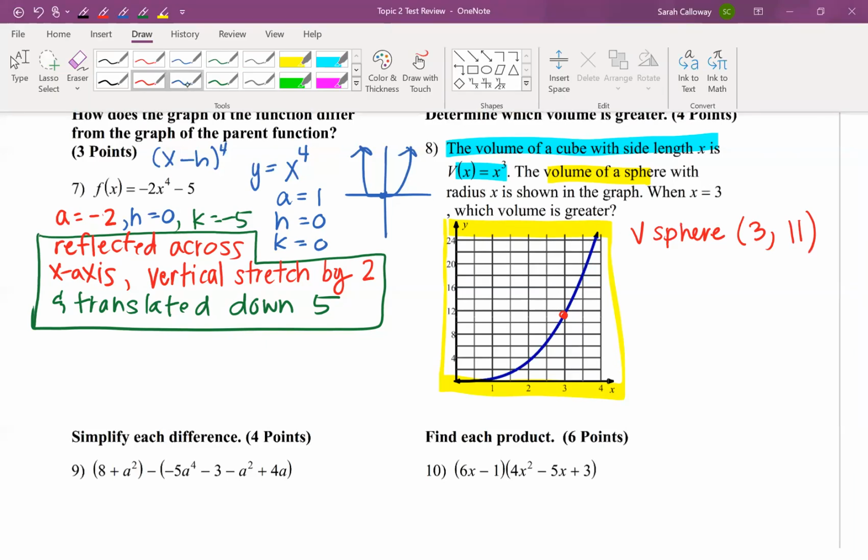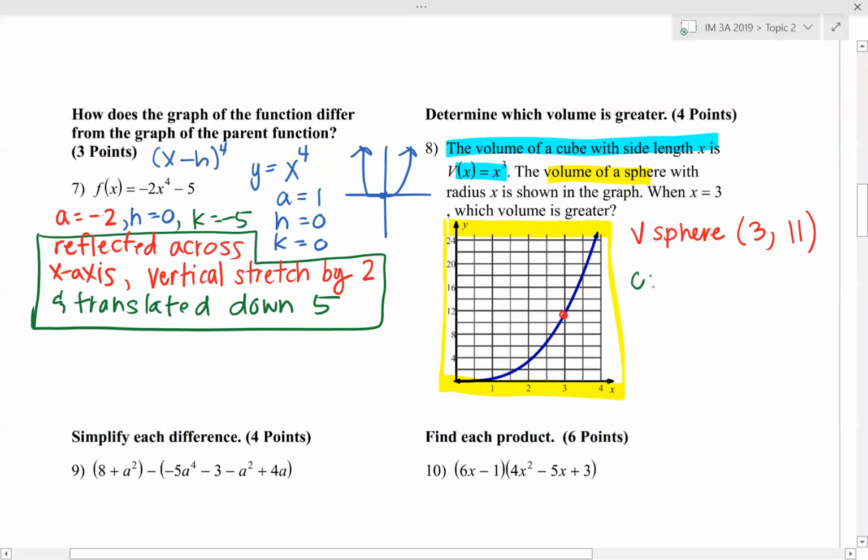If we're looking at the volume of the cube, we have to use the formula v of 3 equals 3 to the 3rd power. And so 3 to the 3rd power is 27. And so it's asking us which volume is greater. And so our answer is that the volume of the cube is greater.